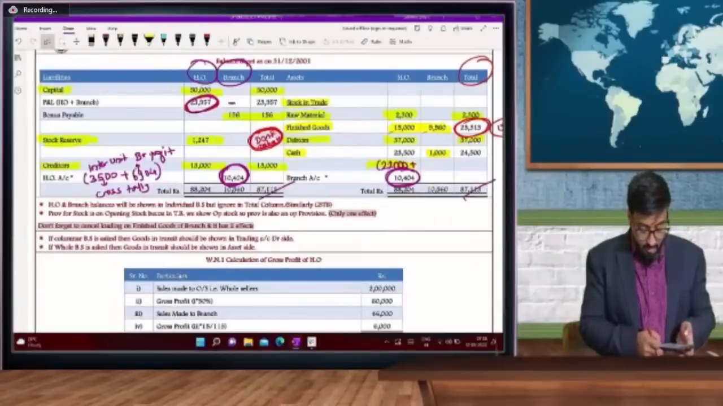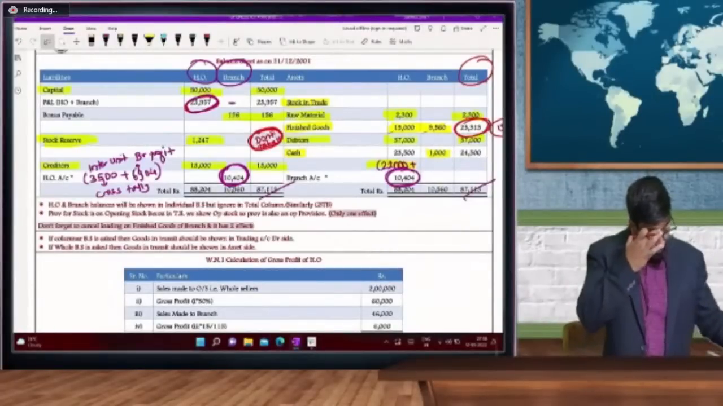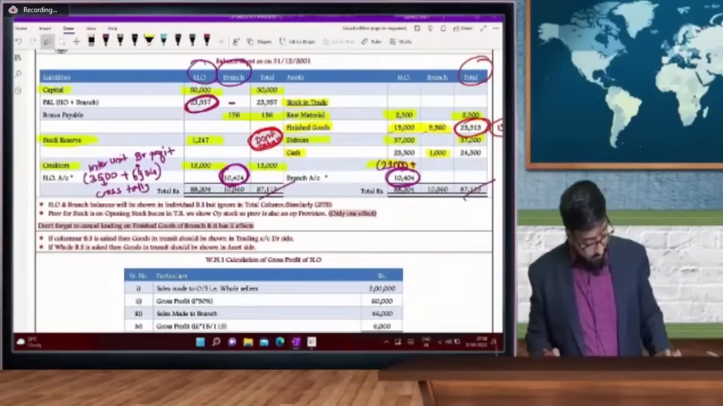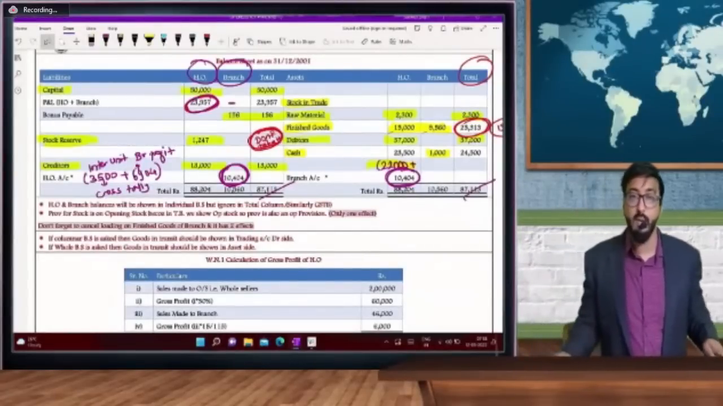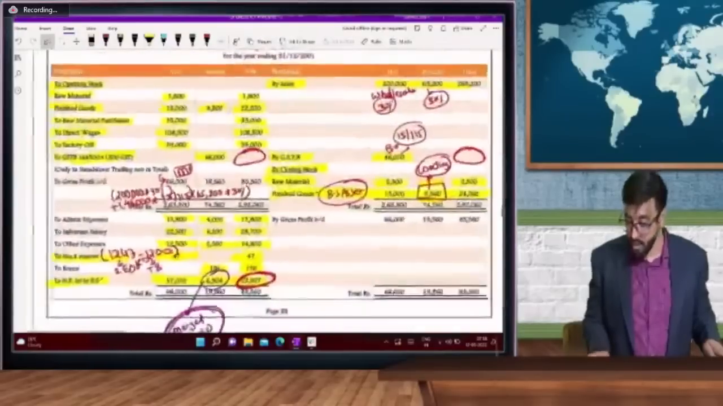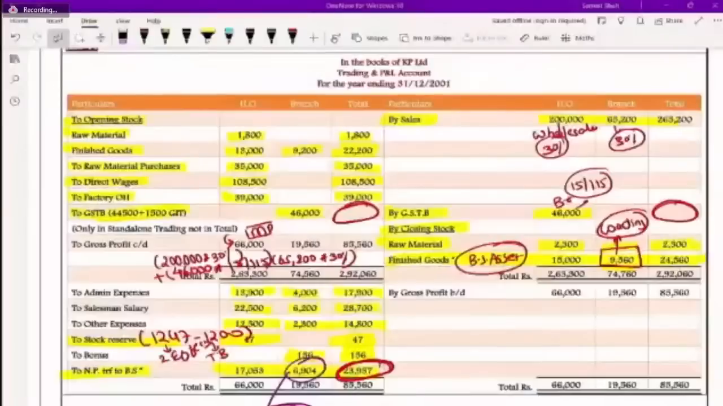Okay, chalo. So all important points. Yes, tell me fast. 10,404, how are you getting this? Yes, you want to take a screenshot? Chalo, let's take a screenshot of the trading and profit and loss account, and you can do it afterwards. All important red points, record the answers properly. Write down today.